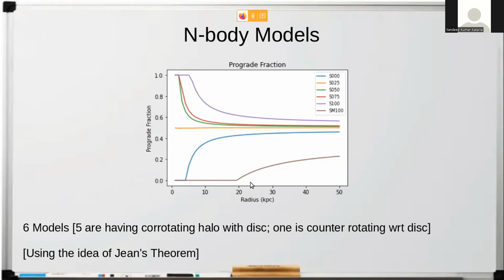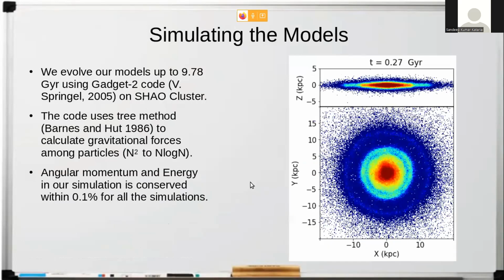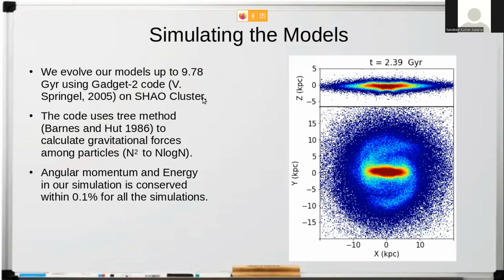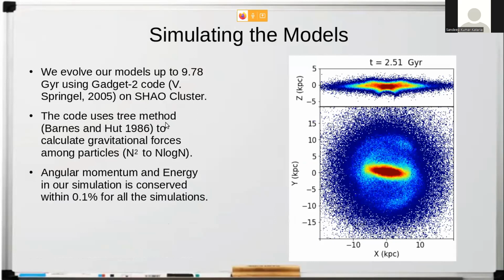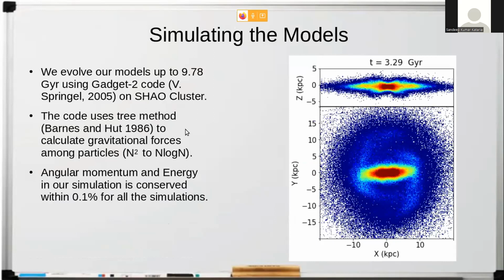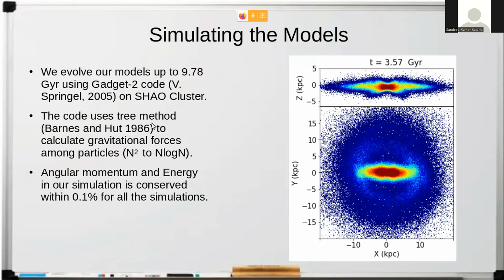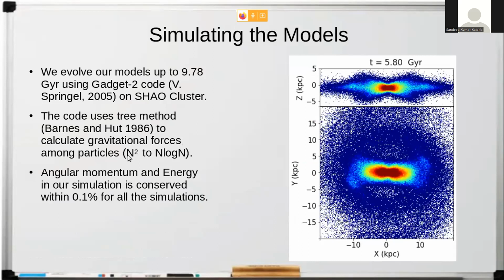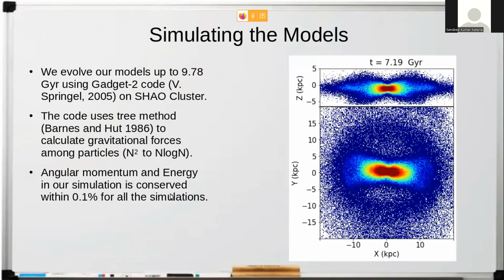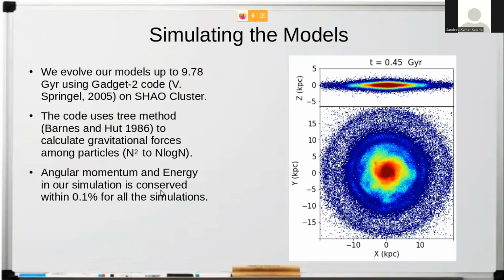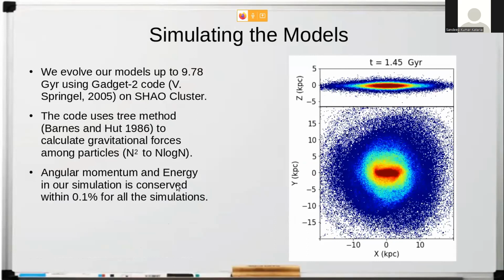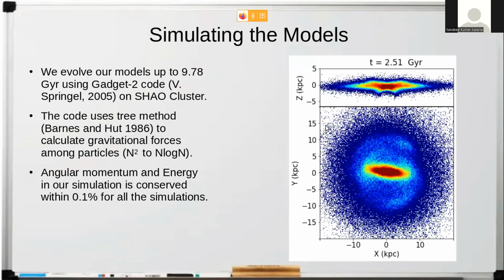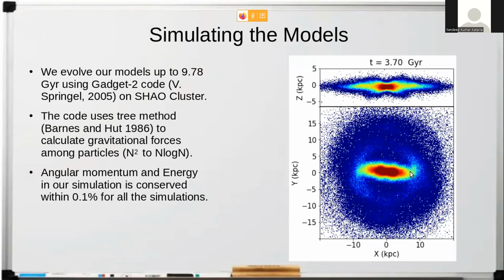As our models are ready, we evolve them with the GADGET code up to 10 gigayears. This code uses the tree method, which makes things faster, going from N squared to N log N calculations. The main key ingredients of these simulations are that you need to conserve angular momentum and energy. On the right side you can see the disk evolving, and I have made the disk static and the bar to be in the x direction.